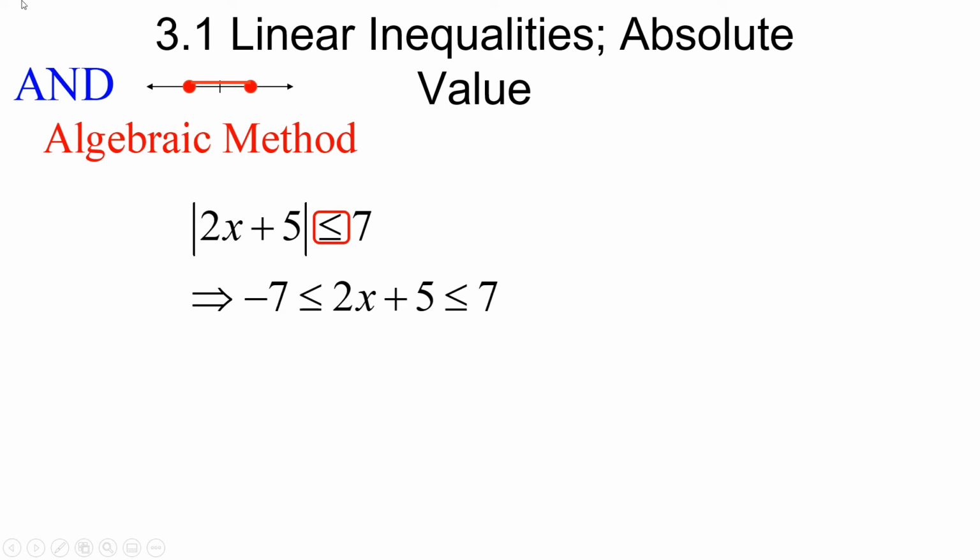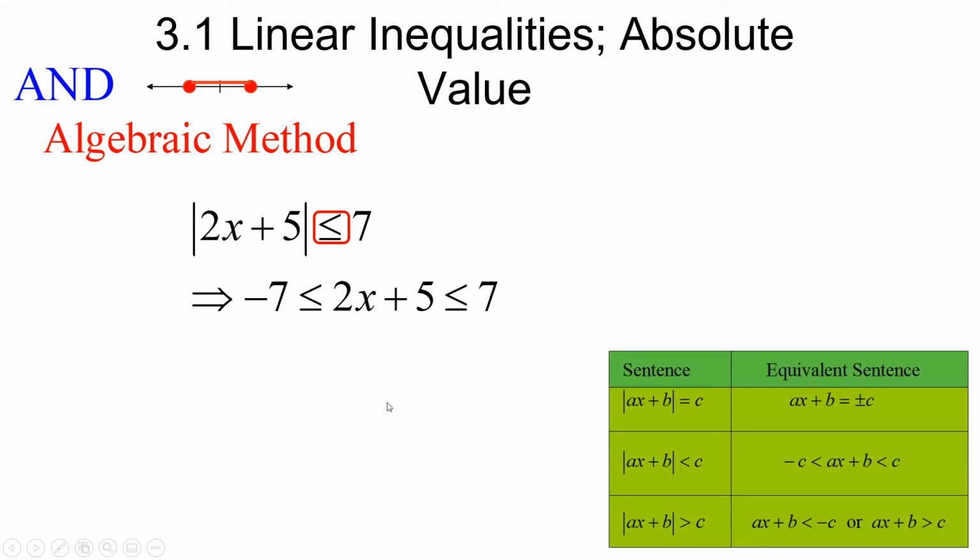We're solving for x. So I'm going to have to subtract 5, but I have to subtract 5 from all 3 sides. Oh, by the way, let's double check this. Less than, right here, absolute value of ax plus b is less than c, implies negative c is less than ax plus b, and that is less than c. And that's what we have right there.